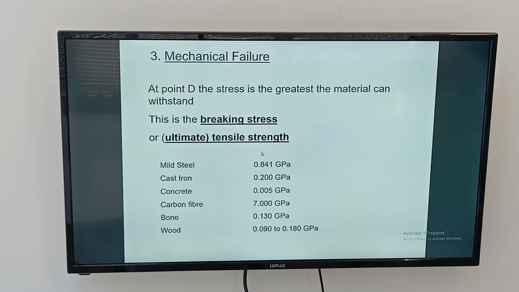We have here the stress-strain forces that are withstood by each material. You have mild steel, which is 0.841 Pascal. You have cast iron, 0.200. The concrete is 0.005, which is 5 in 1,000. Carbon fiber can withstand 7,000. Bone, 0.130. And wood, 0.90 to 0.18.